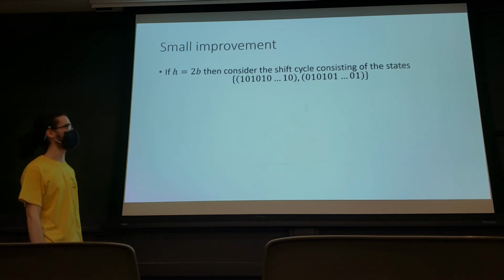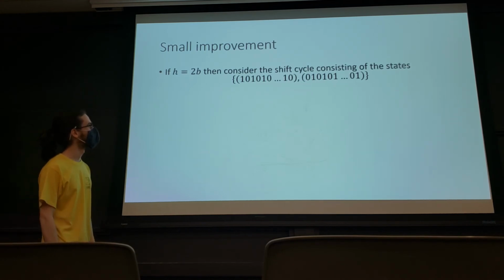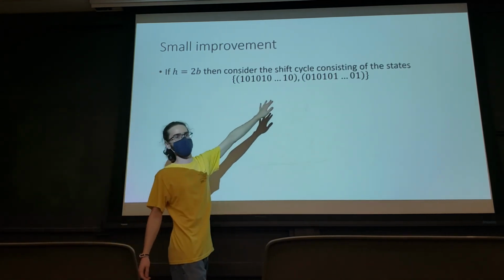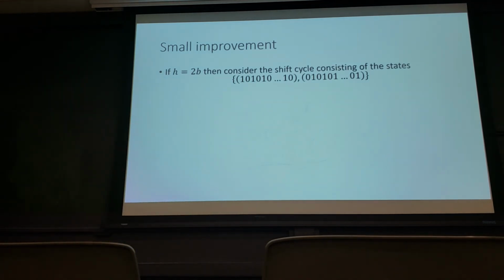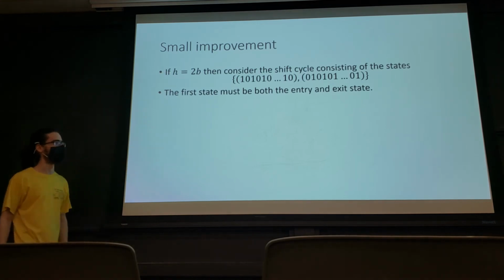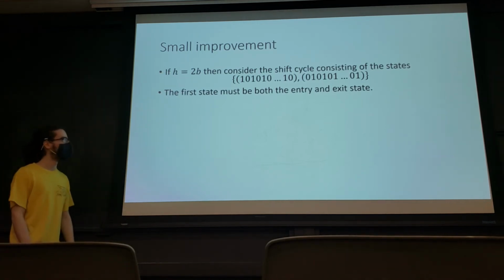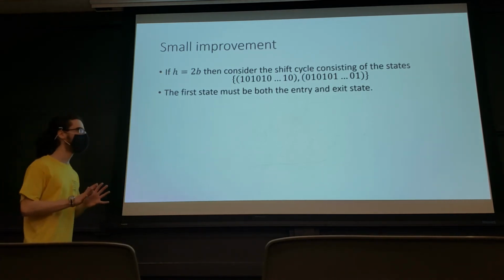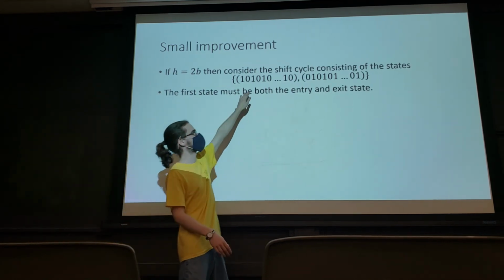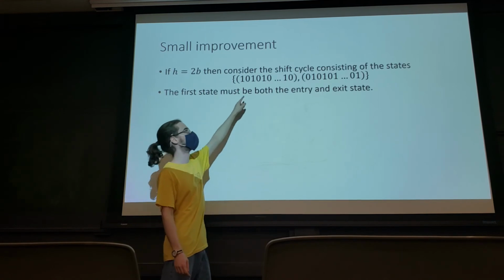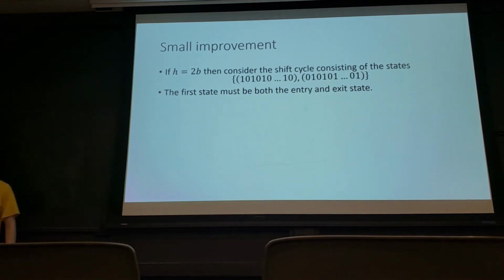And then the extra improvement term. In that case, there's a special shift cycle with exactly two states, which are 1 0 1 0 1 0 and 0 1 0 1 0 1. And in this case, the first state has to be both the entry and the exit state. And if you consider very carefully what throws could lead you to the state and what throws you can do from the state, you come up with the following.